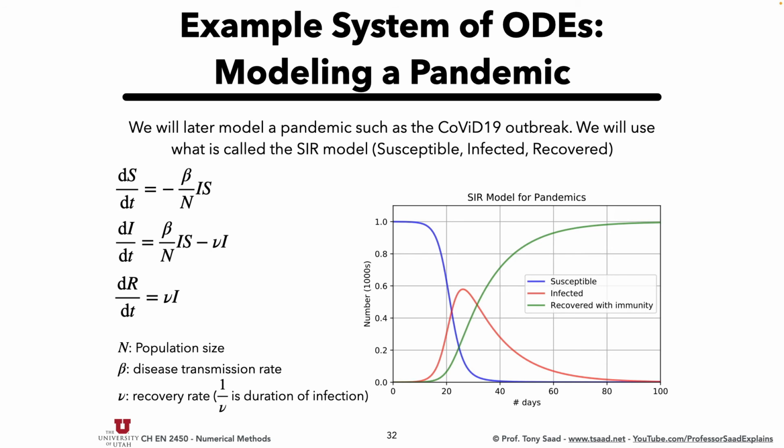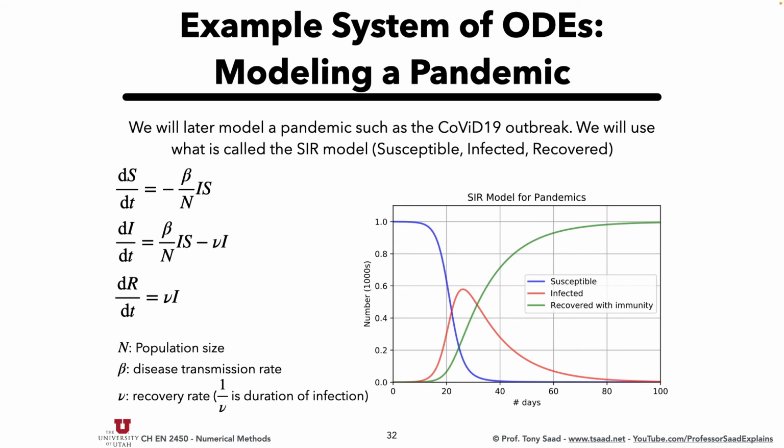If you solve this system with some parameters for these coefficients, you get something like this. Initially, most people are susceptible, and you might have one infected person. Susceptible is blue, red is infected, and green is recovered. The one infected person interacts with the susceptible people. As the susceptible people get infected, they shrink, moving from susceptible to infected. But some of the infected recover after 14 days, they turn green, and by the end, everybody is recovered. So with differential equations, you can model something as complicated as a pandemic.